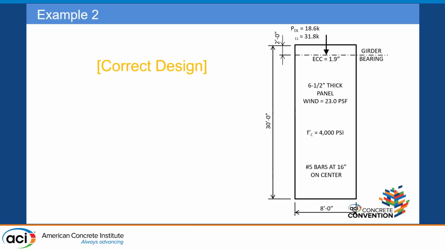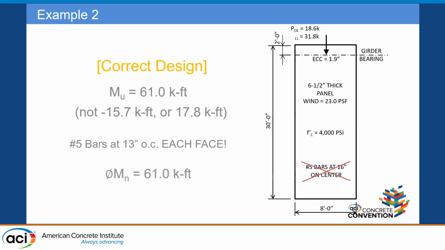If we were to design this panel using the ACI methods and actually get the calculation, we'd get a moment of 61 kip feet would be actually where we would come out with the design moment, not 17. Okay, and our steel, instead of being number 5 in the center of the panel with 16 inches on center, we have number 5s each face at 13 on center.